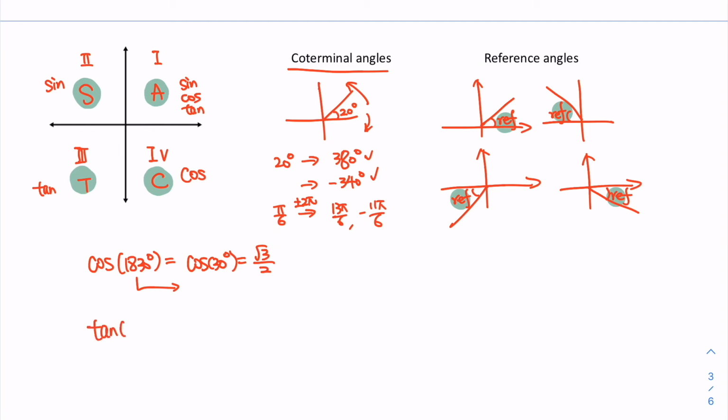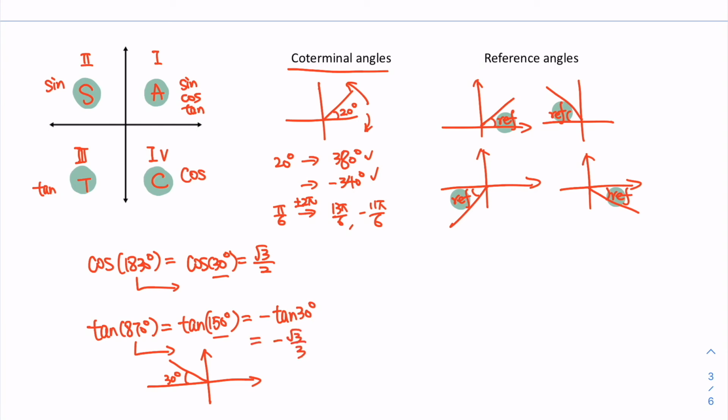Tangent of 870 degrees. We can keep subtracting 360 degrees, we get tangent 150 degrees, as this angle falls between 0 and 360. So we can stop. Tangent 150 is in the second quadrant, reference angle 30 degrees. All students take calculus, so tangent is negative in the second quadrant. So this equals negative tangent 30 degrees, which gives us negative radical 3 over 3.